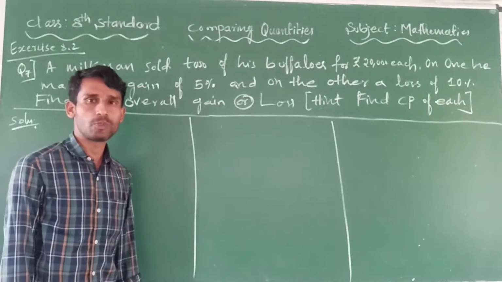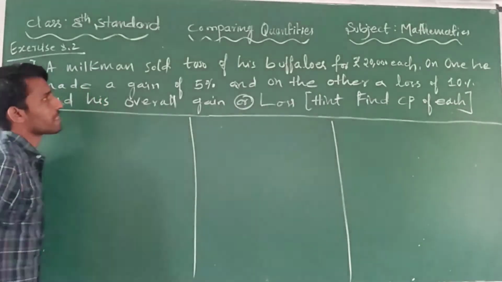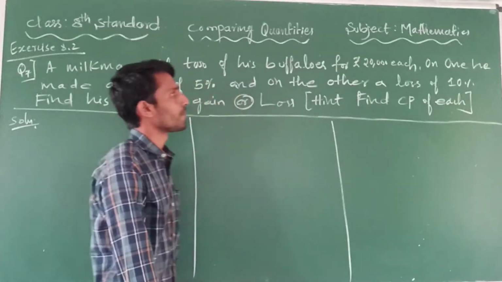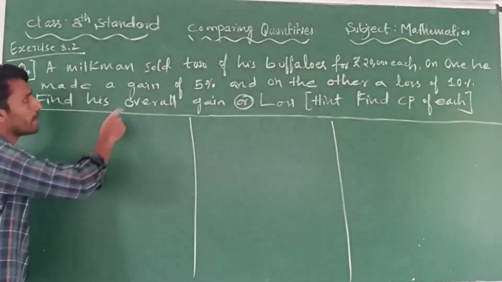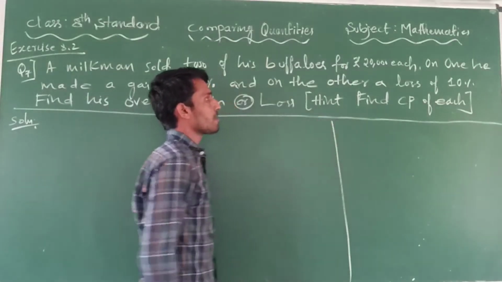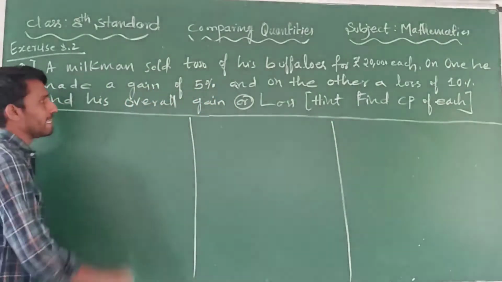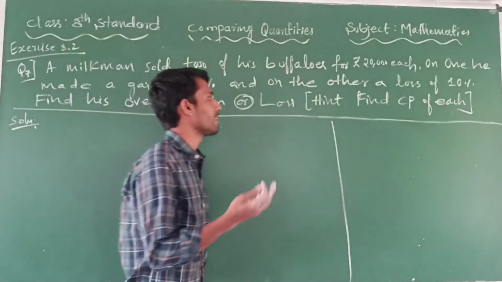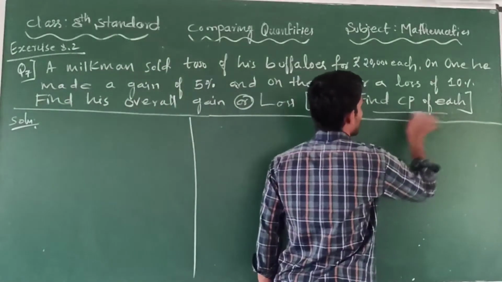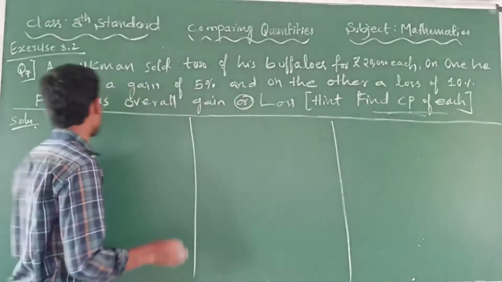Exercise 8.2. A milkman sold 2 of his buffaloes for 20,000 each. On one he made a gain of 5% and on the other a loss of 10%. Find his overall gain or loss. Here we need to find the cost price for each. Okay, let us see the solution.